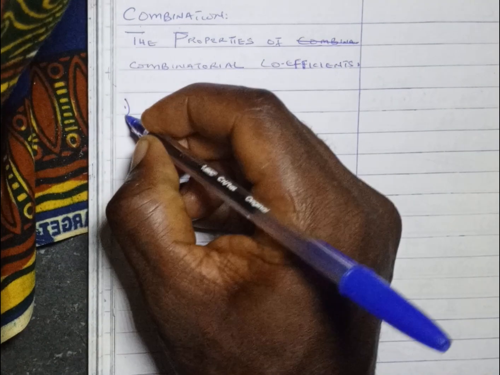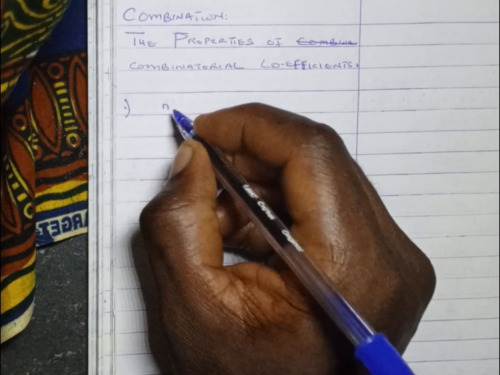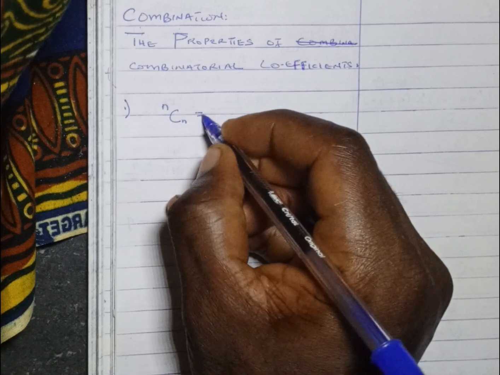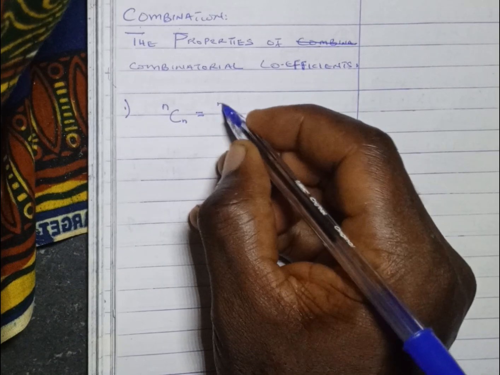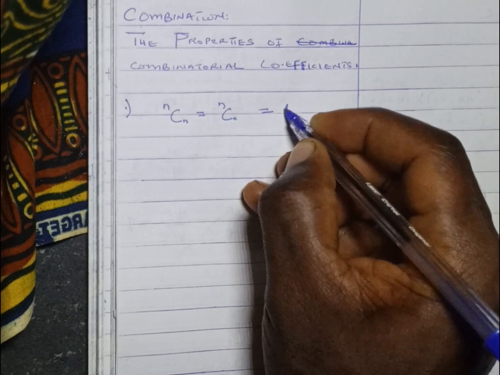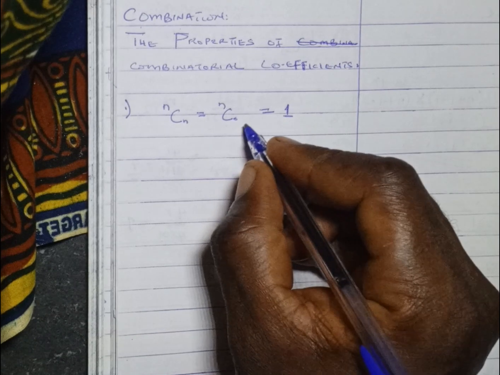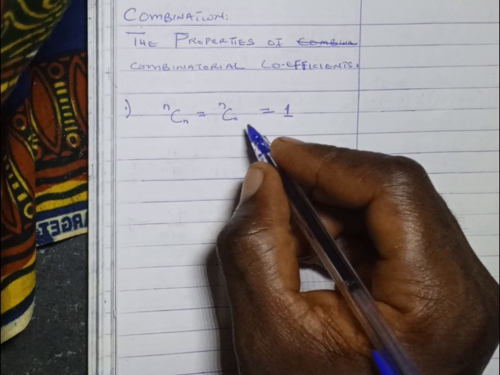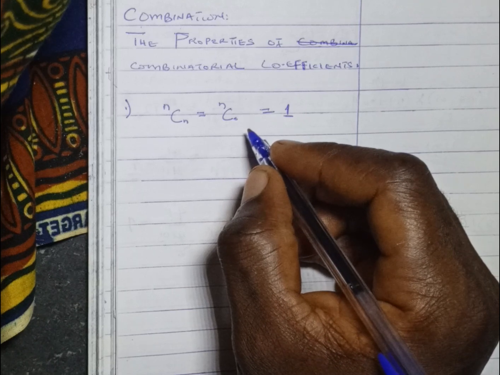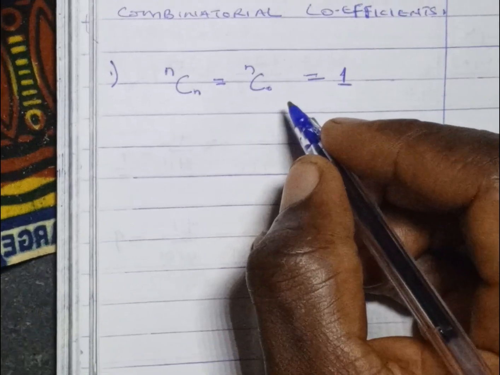Now the first one says that nCn is equal to nC0, and it's 1 actually. That's nC0, and that is actually 1. So by that, what do we mean?